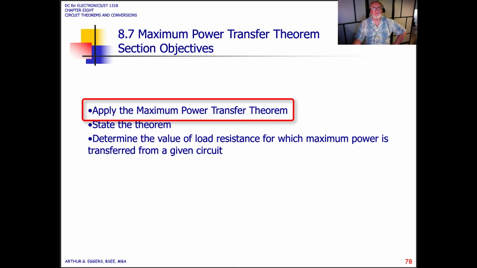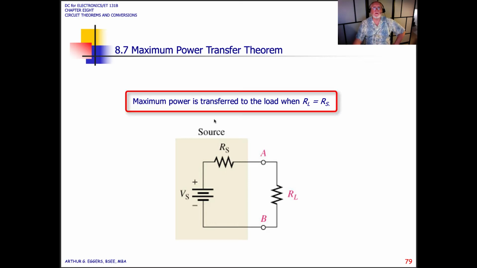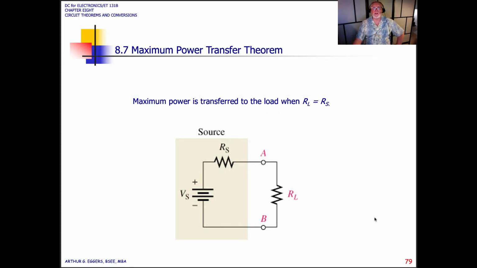So now we're on to the maximum power transfer theorem. We're going to apply the maximum power transfer theorem to determine the value of load resistance for which maximum power is transferred from a given circuit. The maximum power transferred to the load is when the internal resistance matches that of the load resistance. So we have perfect matching, or as close as we can get to perfect matching, when these two resistances match each other.